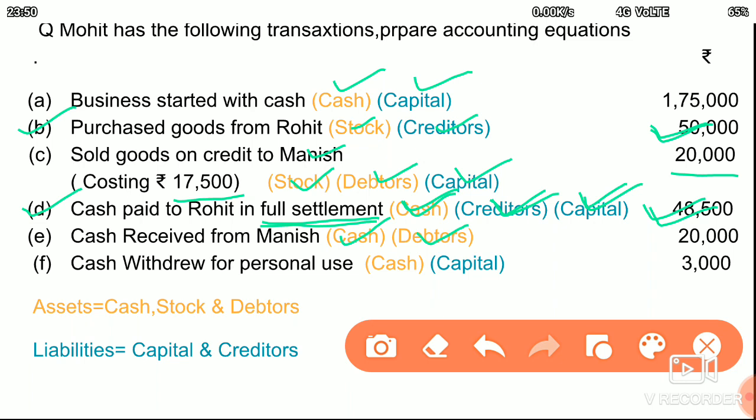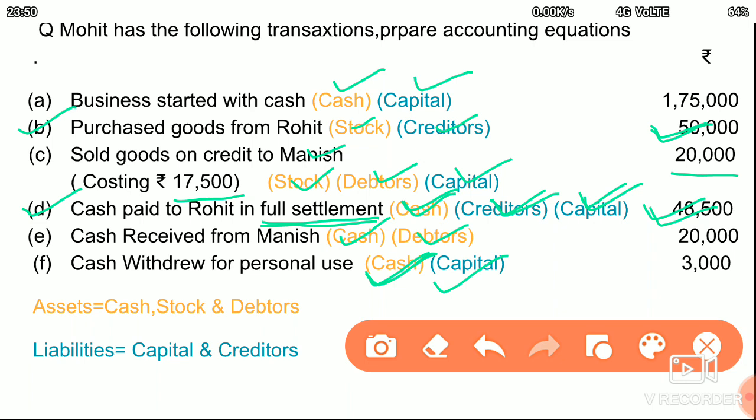Number F, cash withdrew for personal use. Here the owner is withdrawing cash from the business. So cash will decrease from the business. So cash will get affected here. And whenever an owner withdraws anything from the business, it will always decrease the capital. So the capital account will always get affected. Anytime when the owner withdraws anything from the business for his personal use, it will always affect the capital. The capital will decrease, and the asset or anything which is withdrawn from the business, even that item also will decrease from the business. So here the owner is withdrawing cash, so the cash account will get affected here.